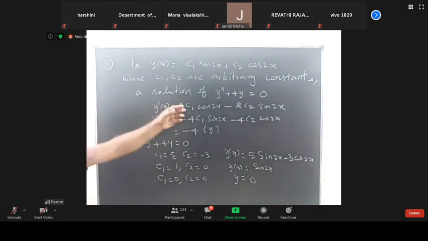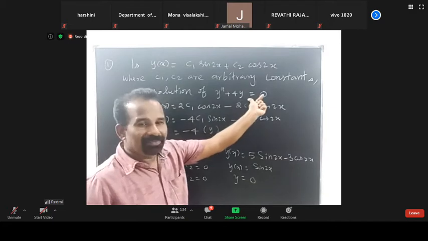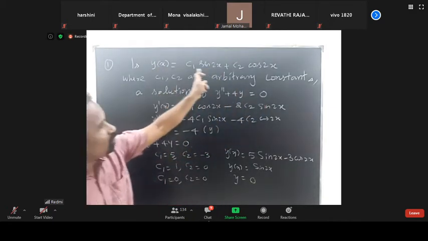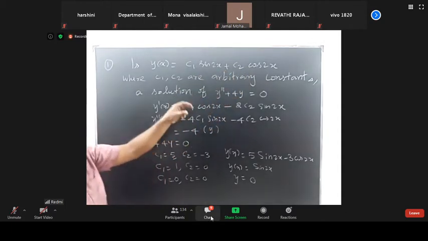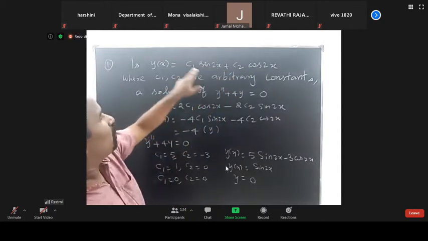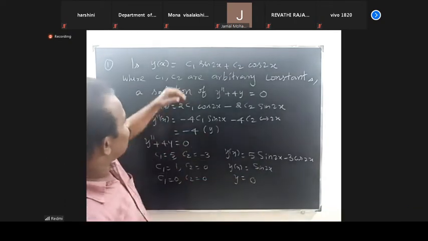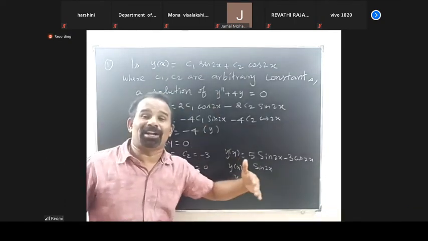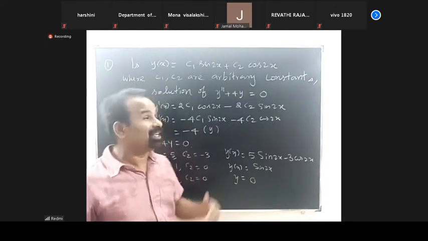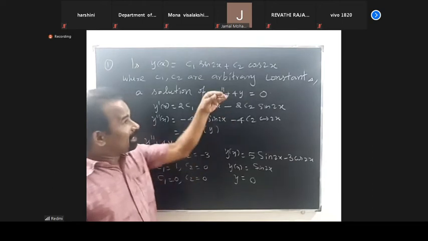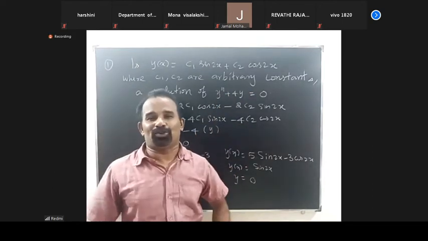This is the simple differential equation. This equation has a solution. This is the general solution. If you take a particular pair of values c1 and c2, you will be getting one solution. So therefore, this equation has infinite number of solutions. Any one of the solutions is called a particular solution.